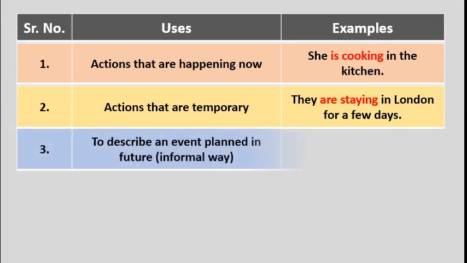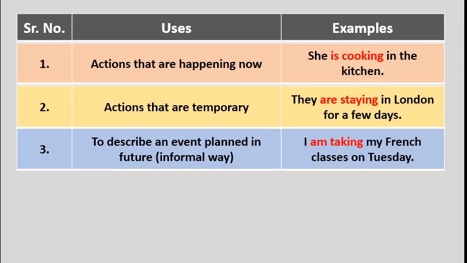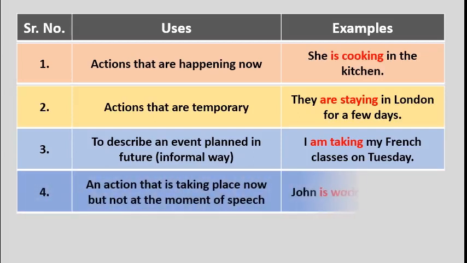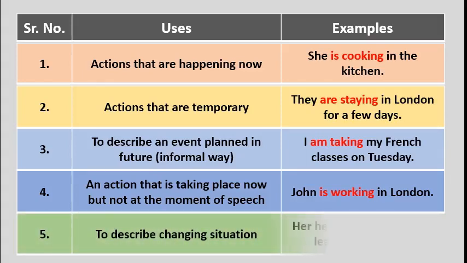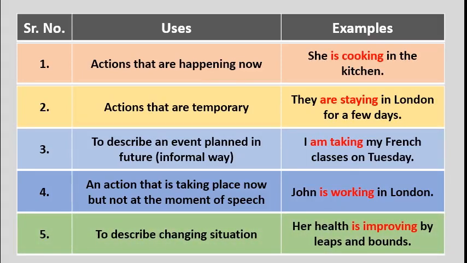Number 3. To describe an event planned in future in an informal way. For example, I am taking my French classes on Tuesday. Number 4. An action that is taking place now but not at the moment of speech. For example, John is working in London. Number 5. To describe a changing situation. For example, her health is improving by leaps and bounds. So these were the uses of present continuous tense.